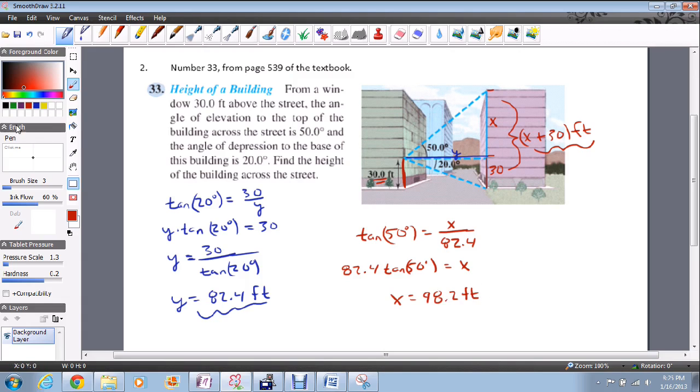So my final answer, all said and done, is going to be 98.2 plus 30, which is 128.2 feet. And sorry, that's a little hard to see. Our final answer, once again, is 128.2 feet.